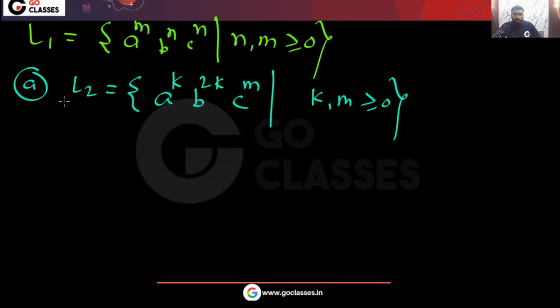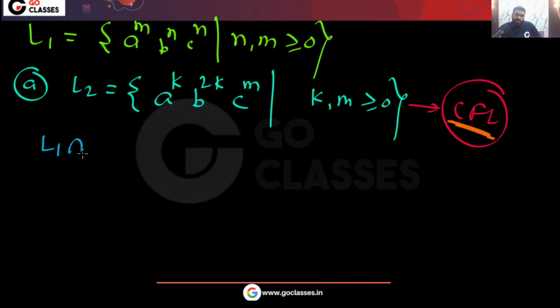Okay, now you tell me what will be their intersection. So see, this L2 is actually CFL, because you can easily do this. This PDA, push down automata, can easily recognize the strings in L2. Now tell me. So in this option A, L2 is actually CFL. Okay, now what will be L1 intersection L2? What will be the common strings?